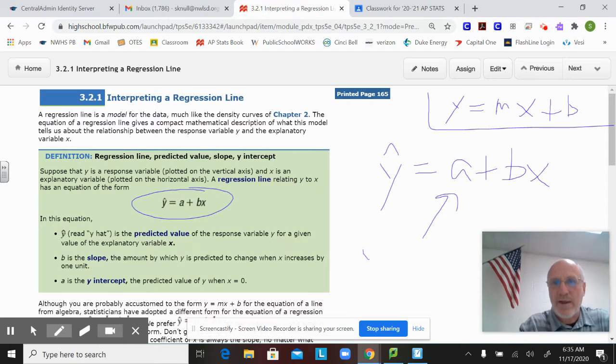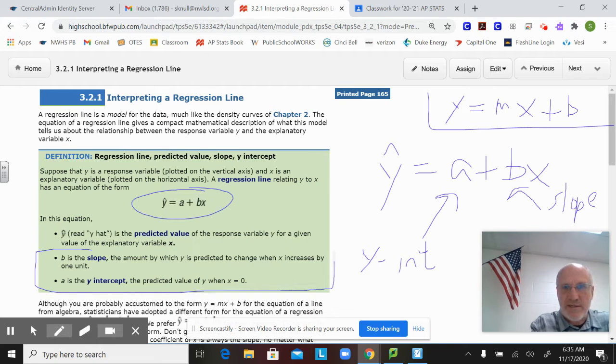A is, in fact, the y-intercept, which is the predicted value of y when x equals 0. And then b is the slope. And just like the slope of a line in Algebra 1, you have to be able to interpret the slope in a statistics problem. And there they are down there. I kind of already said the bottom one, the y-intercept. A is the y-intercept, which is the predicted value of y when x equals 0. And b is the slope, the amount by which y is predicted to change when x increases by 1 unit.